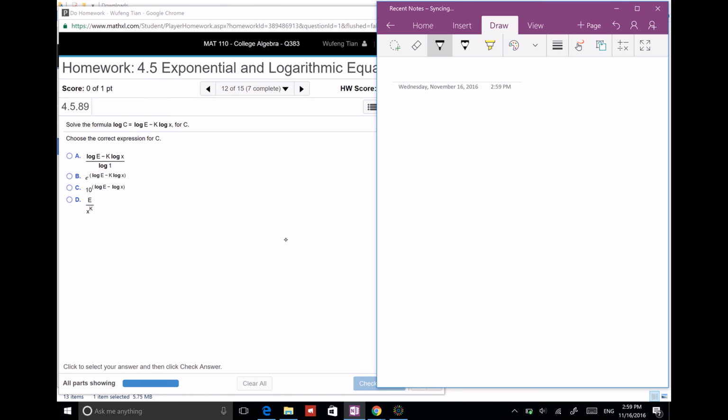Okay. So solve for c: log c equals log e divided by x to the power k. And c equals e to the k x over k.